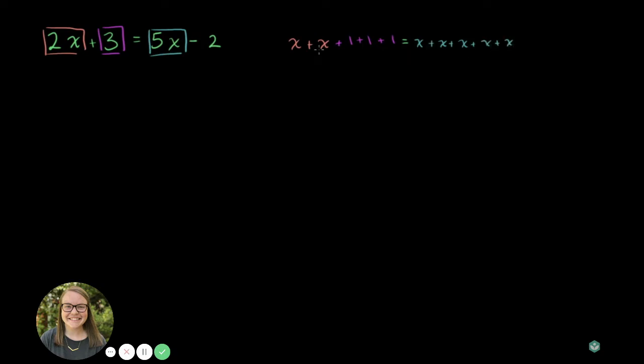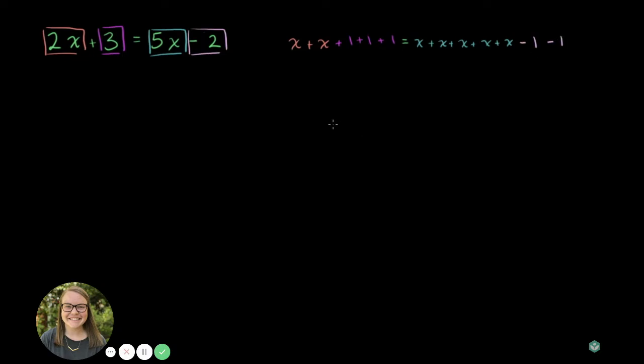And I want to make it clear, you would never actually have to do it this way when you're solving the problem. You would just do the algebraic steps. But I'm doing this so you can actually visualize what this equation is saying. The left-hand side is these 2 orange x's plus 3. The right-hand side is 5x minus 2. So minus 2 we could write, in pink, as minus 1 and minus 1.